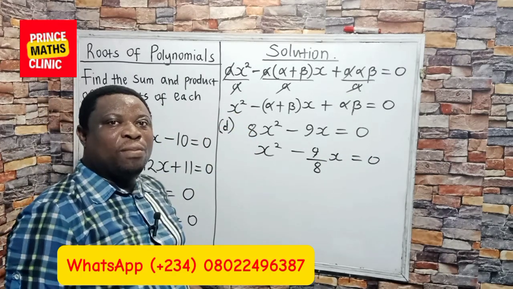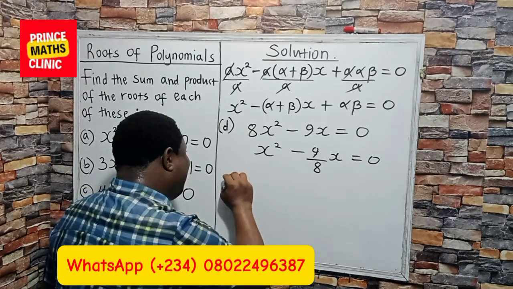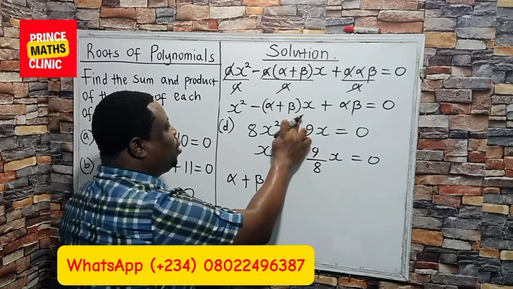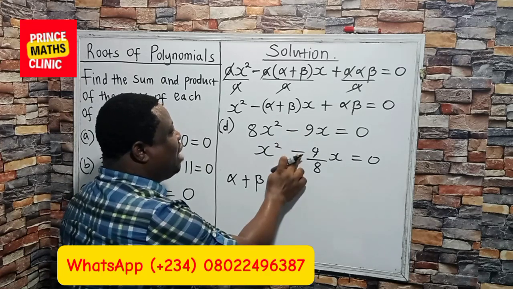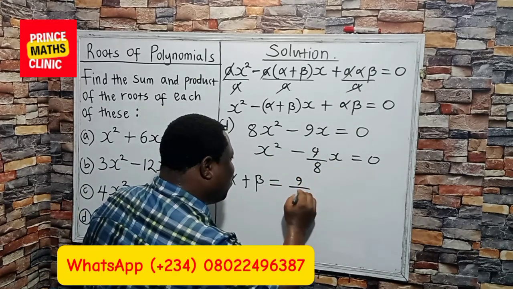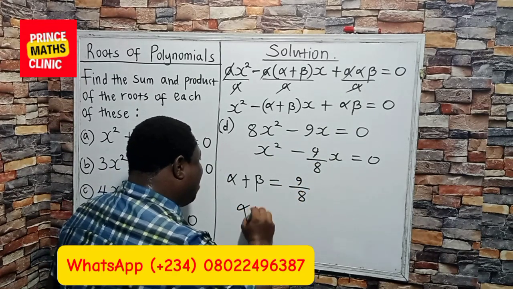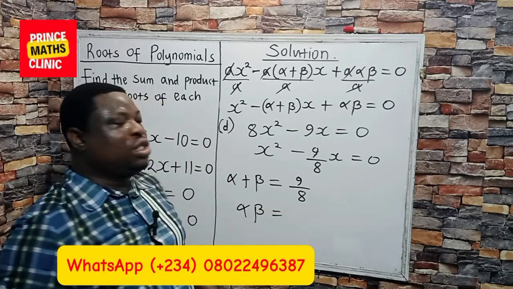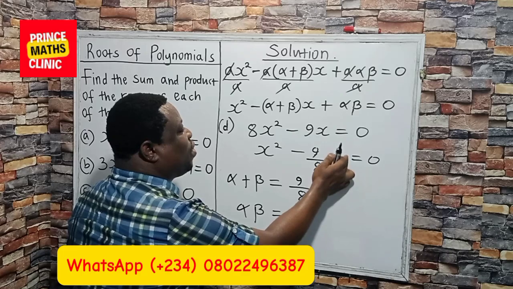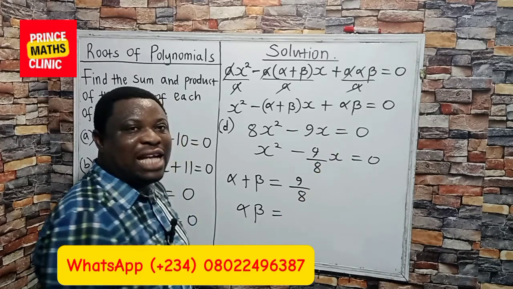Then the sum of the roots, which is alpha plus beta. Remember, that is this portion. So minus times minus returns to plus. So you just say 9 over 8. Then alpha beta, which is the product. We don't have any constant term here, so it means that that is 0.